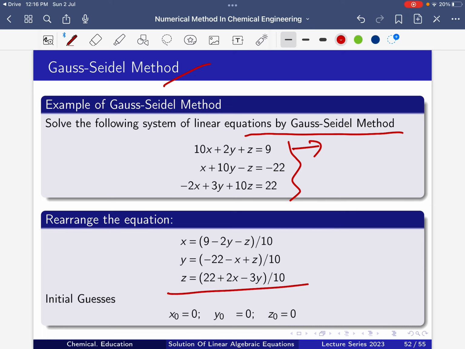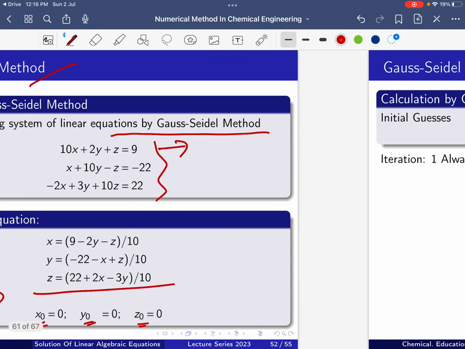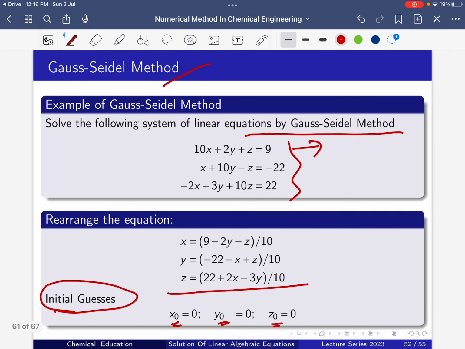Now again, the initial guess should be x, y and z equal to 0, 0, 0. So x0 is equal to 0. Again 0, 0, 0 is here; the subscript is the iteration number. So at iteration 0, the x, y and z values are 0, 0, 0. Now I am going to start the calculation using the Gauss Seidel method.